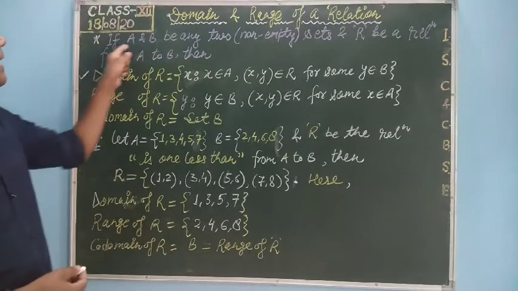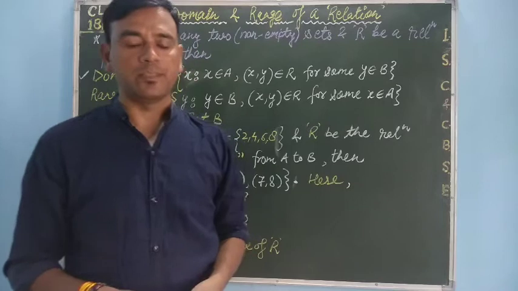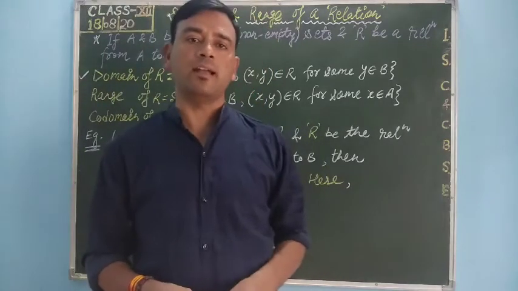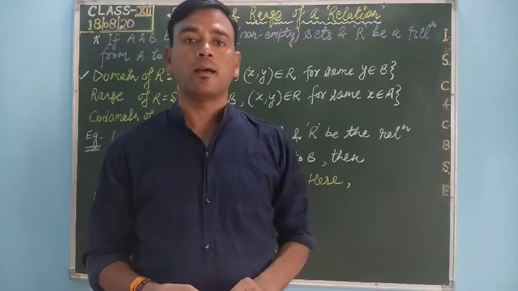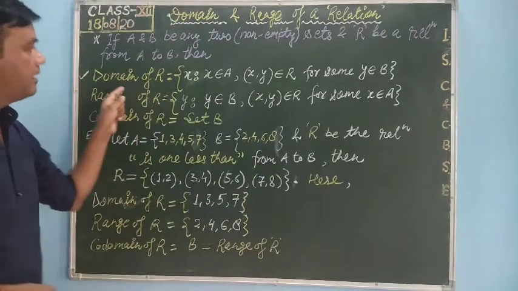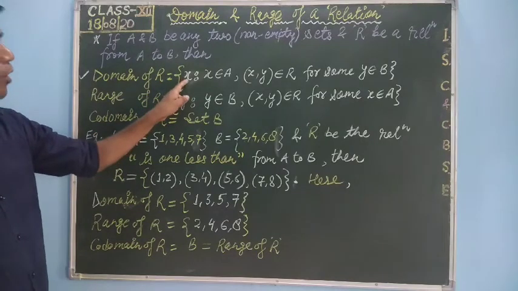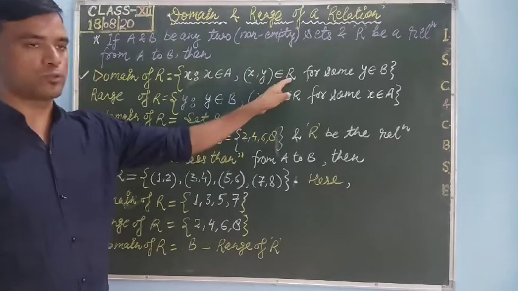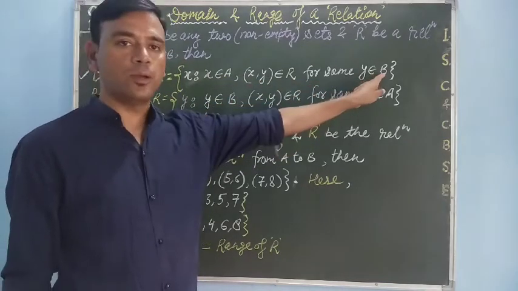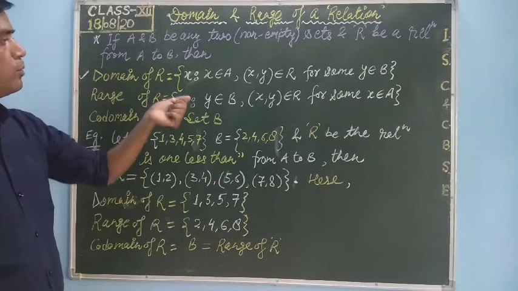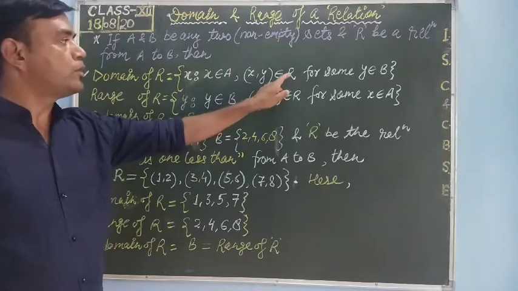Students, if we have A and B, two non-empty sets, and capital R is a relation from set A to B, then the domain of the relation is defined as the set of all first components of ordered pairs related to relation R. Mathematically, in set builder form, the domain of relation R from set A to B is defined as the set of all first components x of ordered pairs (x, y) belonging to R, such that x belongs to A for some element y belongs to B. It means the domain of any relation from set A to B is the set of all first components of ordered pairs which belong to relation R.